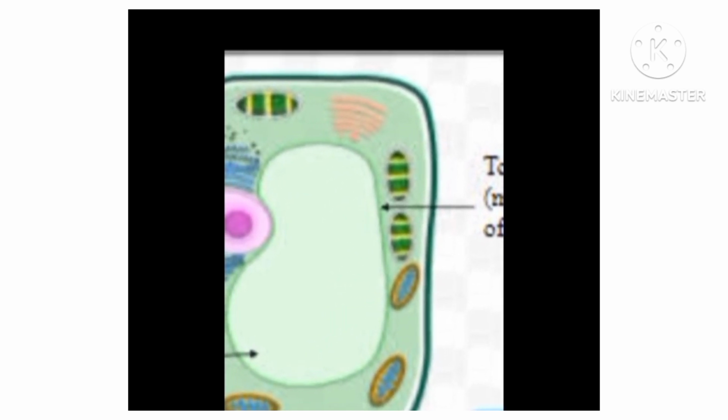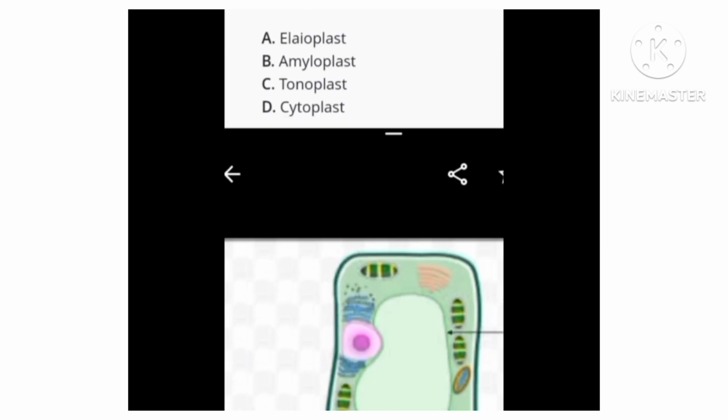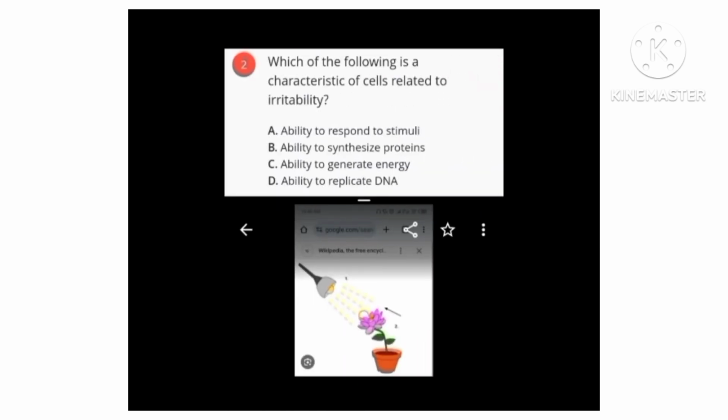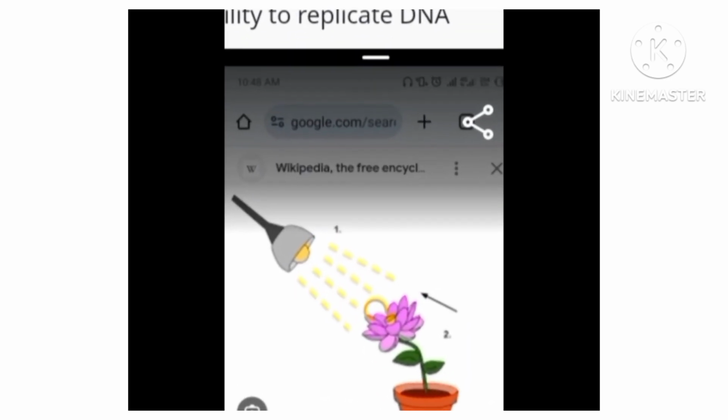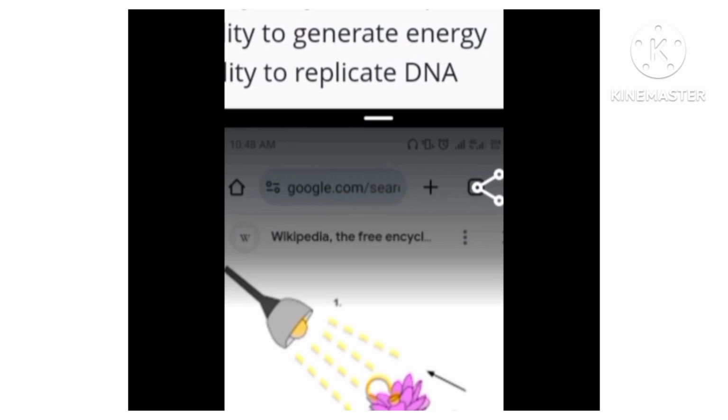The next question, which of the following is a characteristic of cells related to irritability? Now, irritability is basically talking about how we respond to stimuli. Yes, how living organisms respond to stimuli. So the best option for this answer is A, ability to respond to stimuli. If you observe this particular diagram, you see that the plant is responding to the stimulus of light. That's why it's bending towards the stimulus of light. So that is part of phototropism. Yes. The next question.